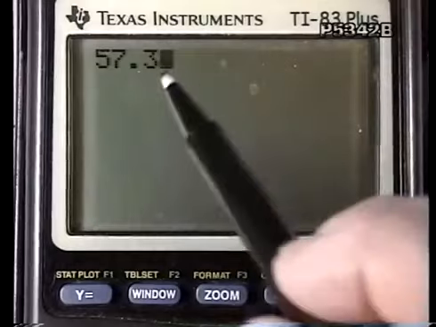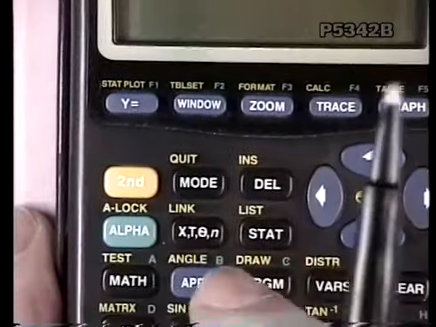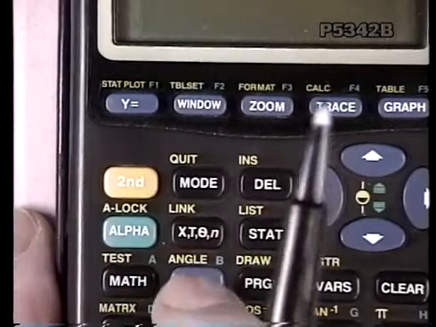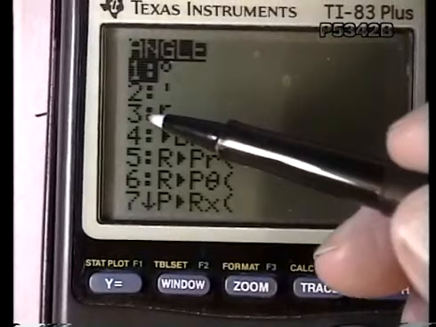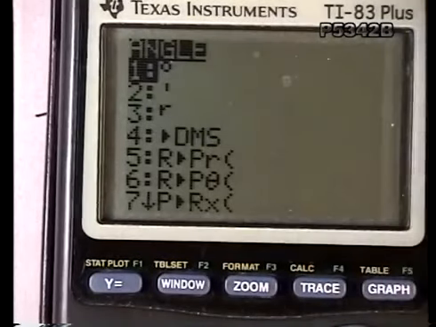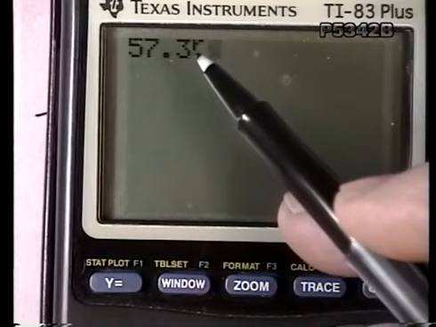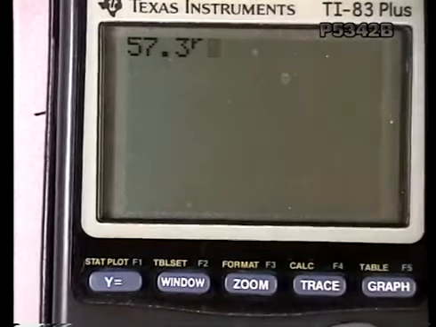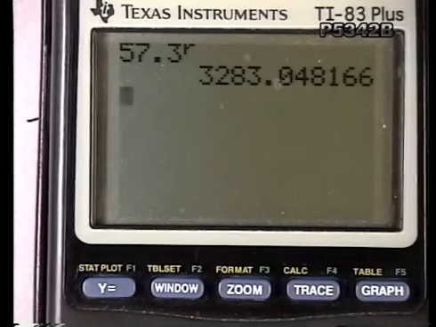But I have to tell it that this is radians and not degrees. I do that by pressing the angle button, that second function and angle right here. And I want to let it know that these are radians. So I put number 3. So 57.3 radians is equal to how many degrees? I want to change that to the degree mode. And I press in the degree number, and it's a big number. That's what I expected.